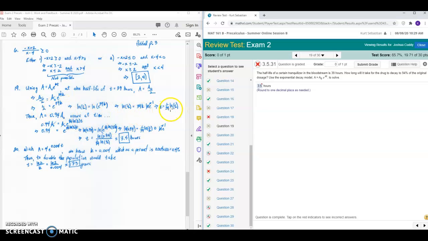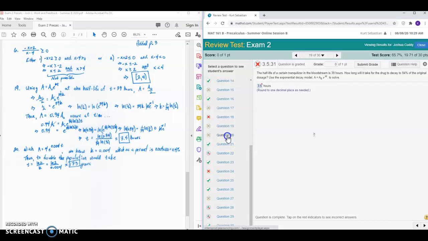So now we have k. Then they ask you, well, how long will it take for the drug to get to 94% of the original amount? That means when is A equal to 0.94 of the original amount times A0. So that allows you to solve for t when that happens. You put 0.94 A0 equals A0 e to the k, which we solve for, times t. Now you can do the same thing and solve for t.